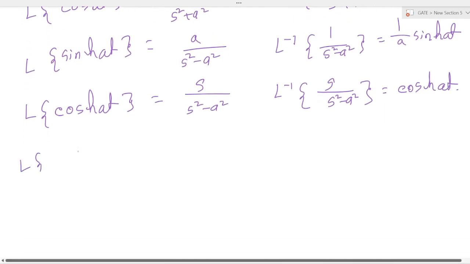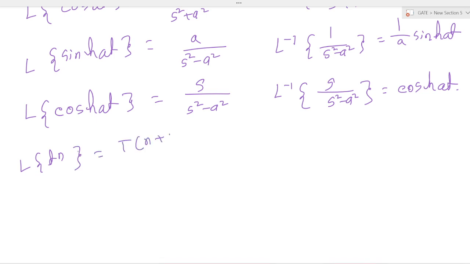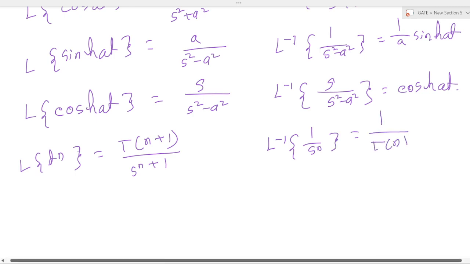Next, L of t to the power n is equal to gamma of n plus 1 by s to the power n plus 1, and the inverse Laplace transform, L inverse of 1 by s to the power n, is equal to 1 by gamma n, times t to the power n minus 1.